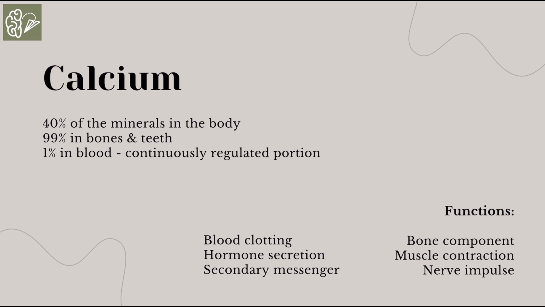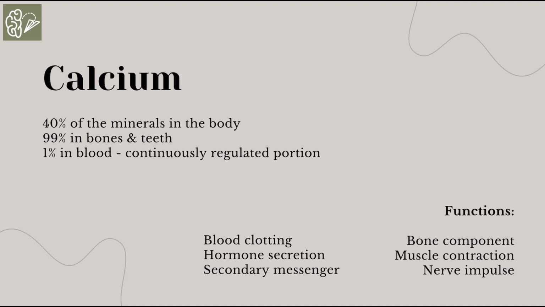So before we start getting into the metabolism, first of all, a very important thing to know is that calcium is one of the most important minerals in our body. It constitutes about 40% of all of the minerals that we have. And regarding its distribution, 99% of it will be found in our bone and teeth, and only 1% is found in blood. But that 1% is the 1% that the body will continuously regulate and continuously monitor and try to maintain at the ideal level, which we'll talk about soon.